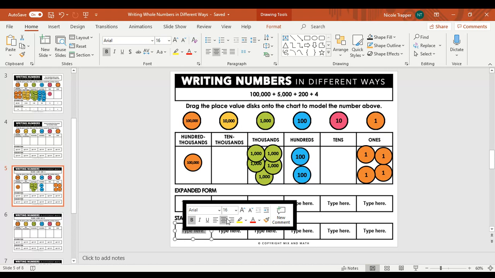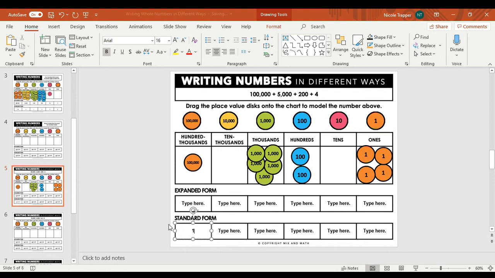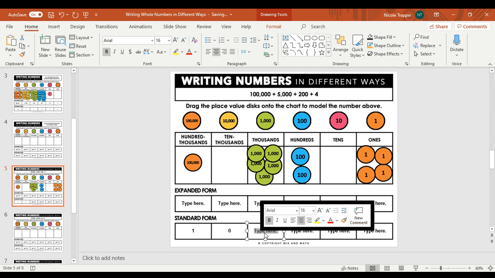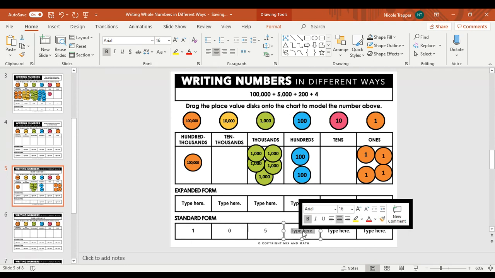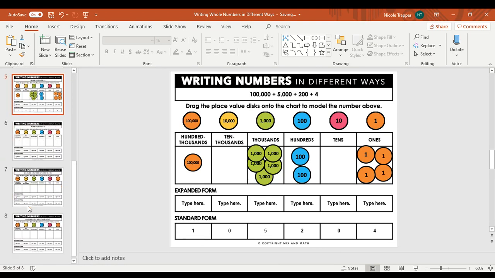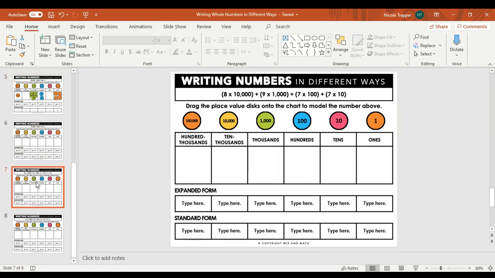Lastly, I'm going to take this number in standard form, which is counting how many place value discs are in each to get the regular number, how you'd write it normally. So I have 100,000, I have 0 10,000s, 5 thousands, 2 hundreds, 0 tens, and 4 ones. Lastly, I could say this number by saying 105,204. You will do number 6 on your own after this video.